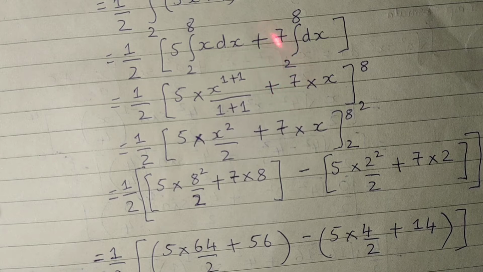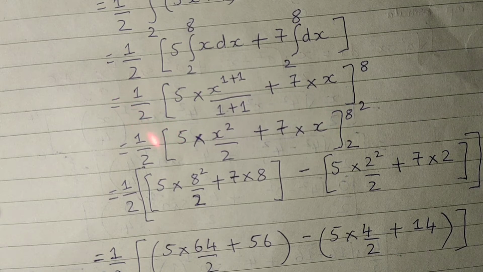Plus, and then the 7 will come. Here we have taken 5 as constant, so here 7 is constant into dx. You always remember dx in the integration part: integration of dx, you will get x itself. So here you have got 5 into x, this will become 1 plus 1 which gives you 2, plus 7 into x, in square bracket. You have to put the limits 8 and 2. Upper limit is 8, lower limit is 2.